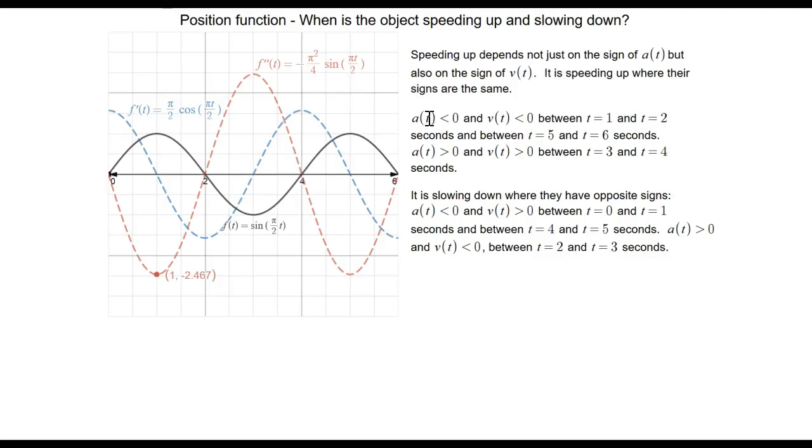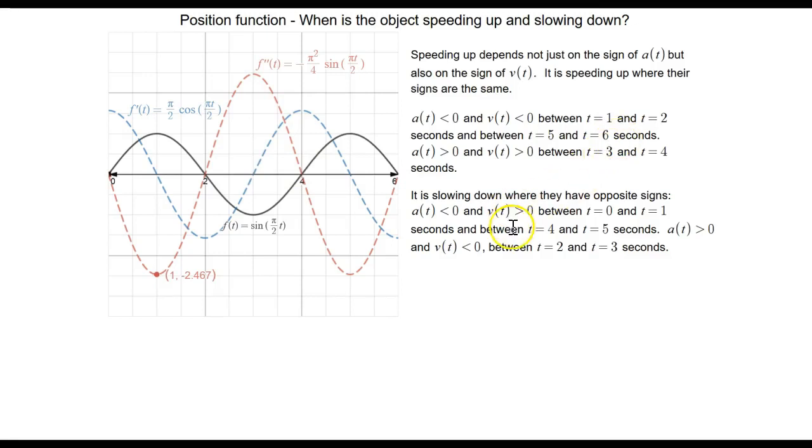We can see that the acceleration and the velocity are both less than 0 between t equals 1 and t equals 2, and again between t equals 5 and t equals 6. The acceleration and the velocity are both greater than 0 between t equals 3 and t equals 4. So that's where it's speeding up.